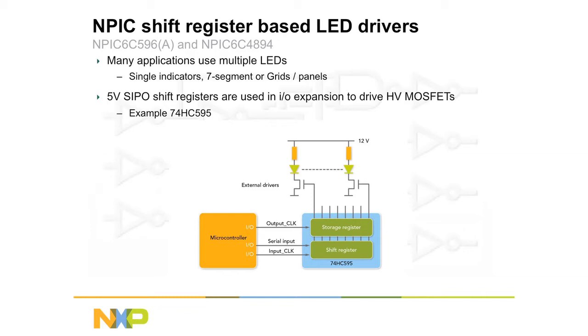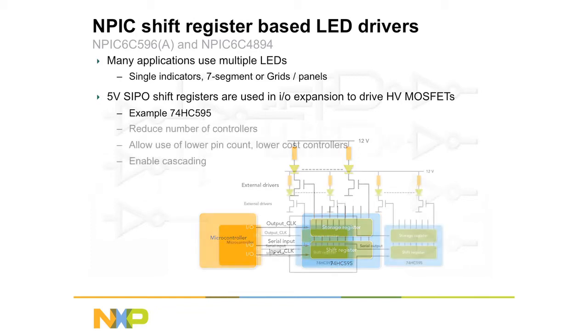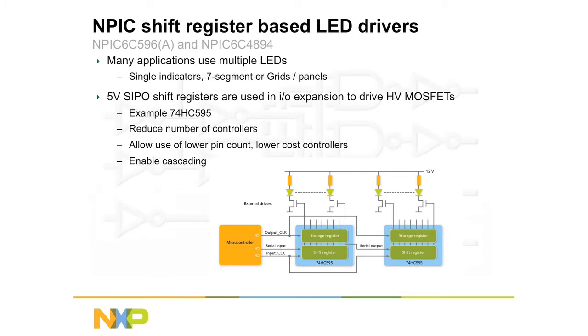Serial data is applied to the serial input of the shift register and clocked in via the input clock. Once the 8-bit shift register is loaded, the output clock applies the data to the storage register and the outputs. External drivers controlled by the 74HC595 then activate the corresponding LEDs. The use of shift registers as input-output expansion allows the selection of lower pin count and thus lower cost microcontrollers. They can reduce the total number of controllers required.